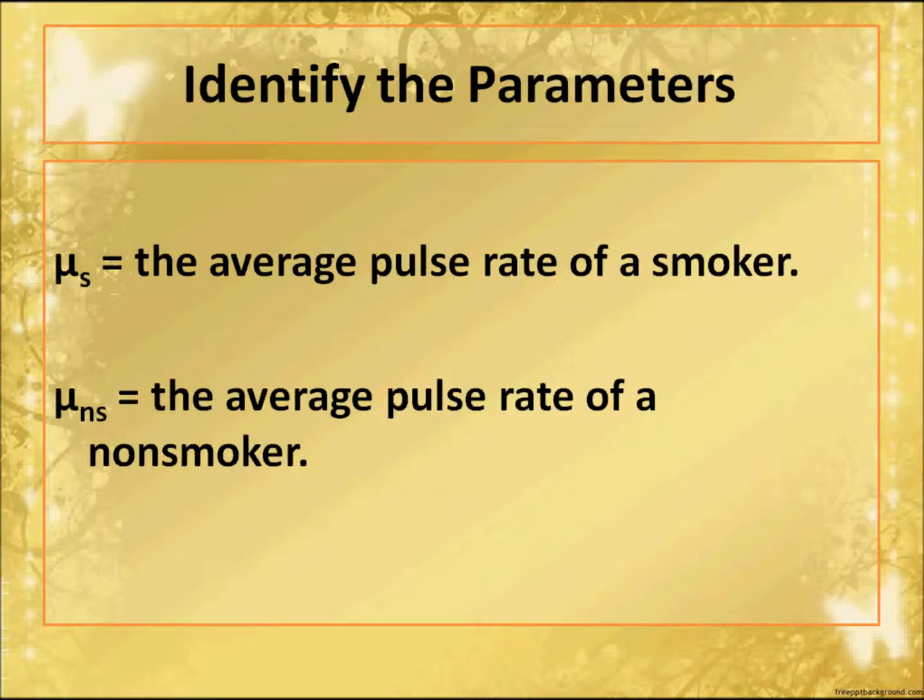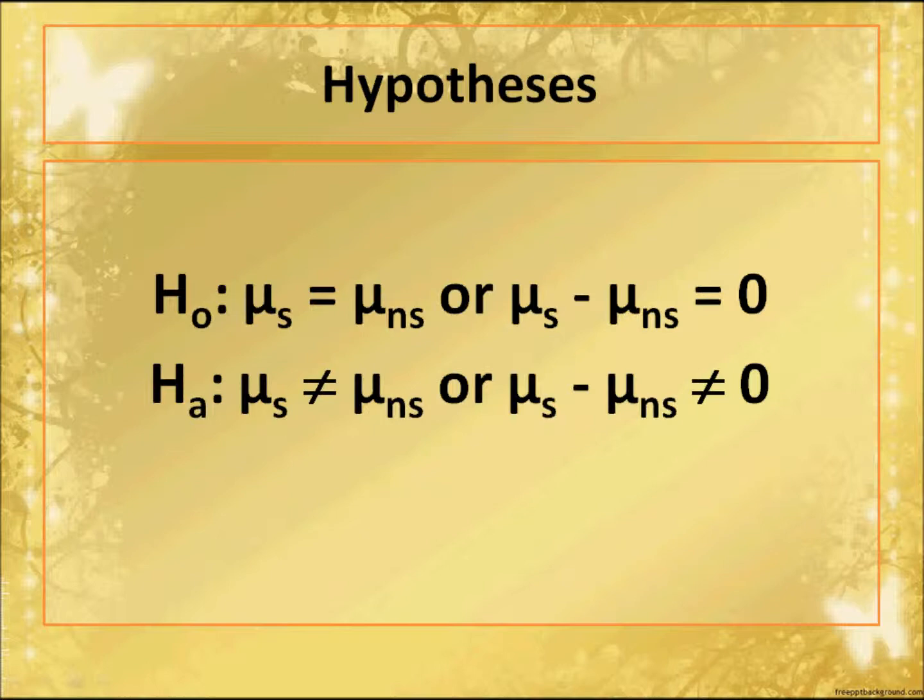After I've identified the parameters, I can now write my hypotheses. My null hypothesis is that the mean of the smokers is equal to the mean of the non-smokers, or I can rewrite it as mu sub s minus mu sub ns equals 0. And my alternative hypothesis is that there's a difference. So mu sub s is not equal to mu sub ns, or bring it over, mu sub s minus mu sub ns does not equal 0. So here are my hypotheses to find out if there's a difference between the average pulse rates of smokers versus non-smokers.